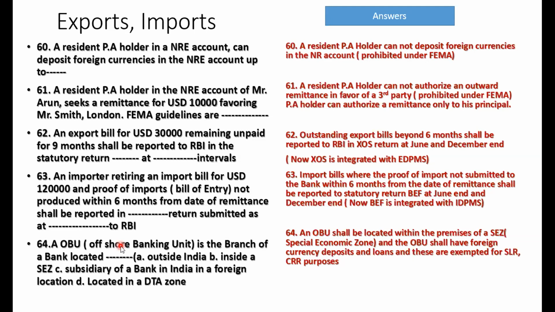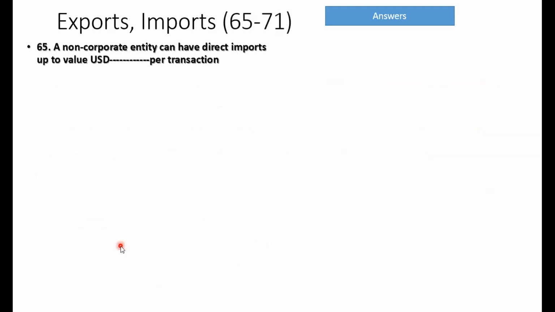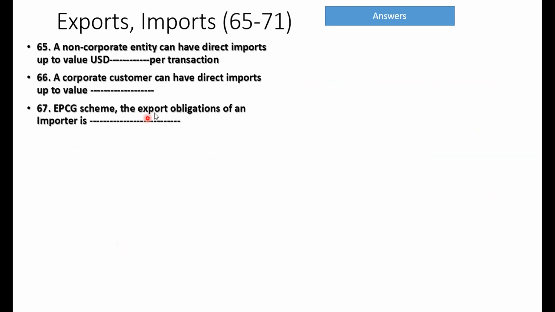State Bank of India has one, Canara Bank has one branch, because it is very difficult to have only dollar transactions in the branch; some local rupee transactions will be there. That is OBU. And a non-corporate can directly import, without the documents being routed through banks. That is called direct imports. Up to $3 lakh, not 3 million, 3 lakh. This is a thing you have to remember.